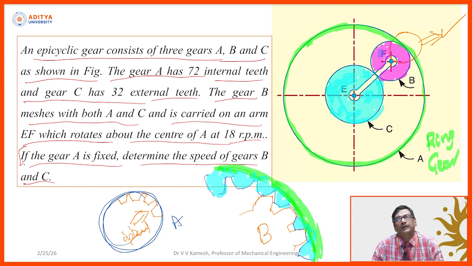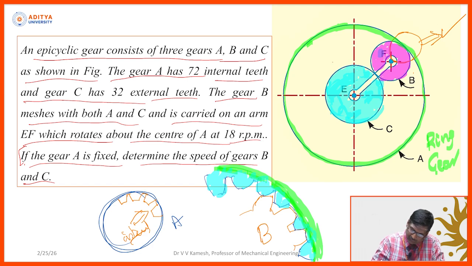Now, how will the rotation be transferred between C to B and B to A? When C rotates in one direction, automatically B will rotate in the opposite direction. But what about B and A? When B has external teeth and A has internal teeth, they will rotate in the same direction. Let us say B is rotating in clockwise direction.